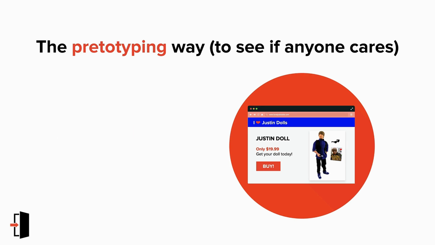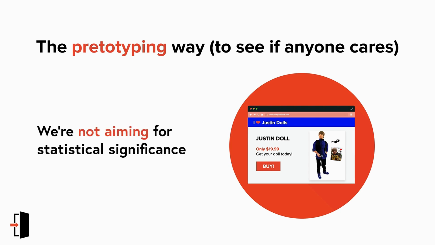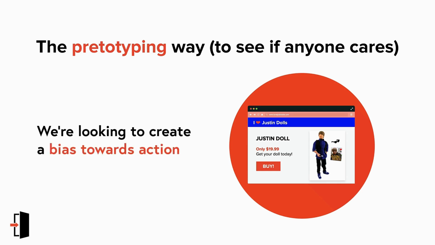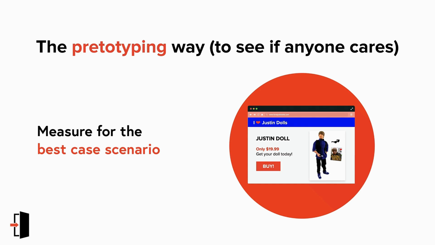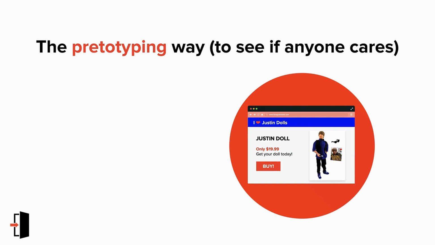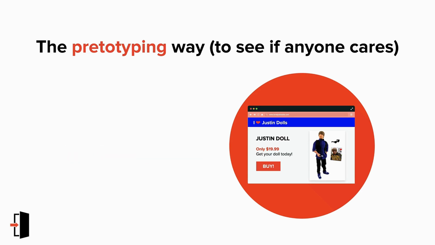So you mock up your justinbieberdoll.com and launch it and get it in front of 100 people. Now at this stage, you're not aiming for statistical significance. What you're trying to do is create a bias towards action, and you're trying to measure the best case scenario. You're asking, can we even get anyone interested? Because if you can't get it to work in the best case scenario, it's probably time to go back to the drawing board. And we discover this by watching what customers do when presented with a product.